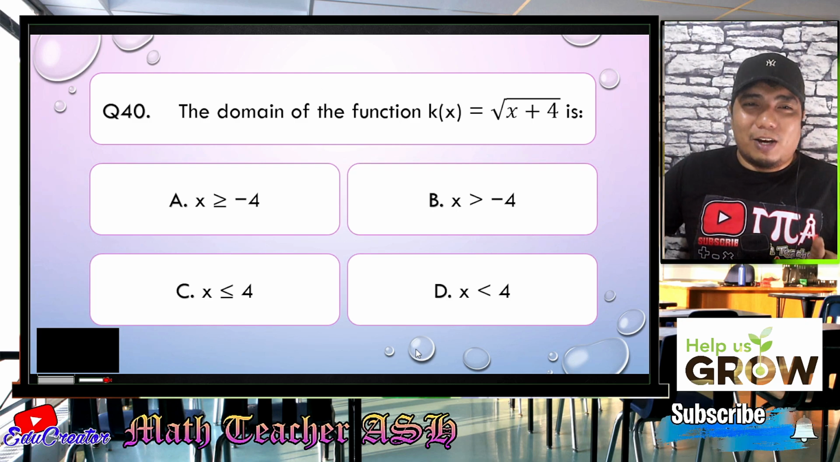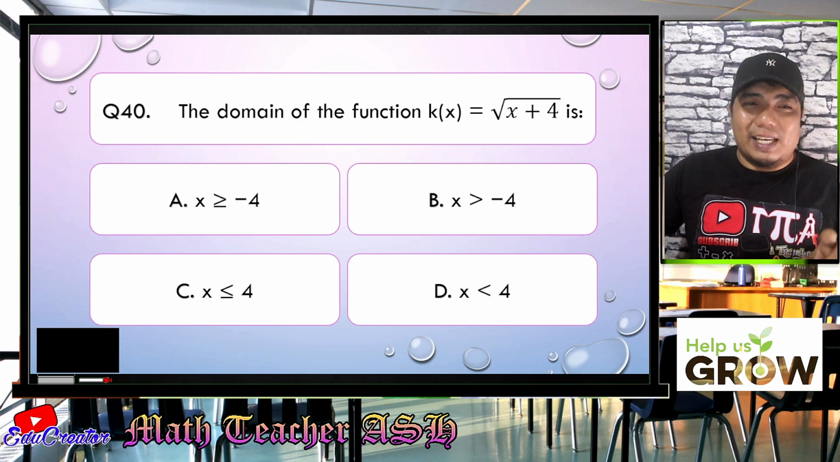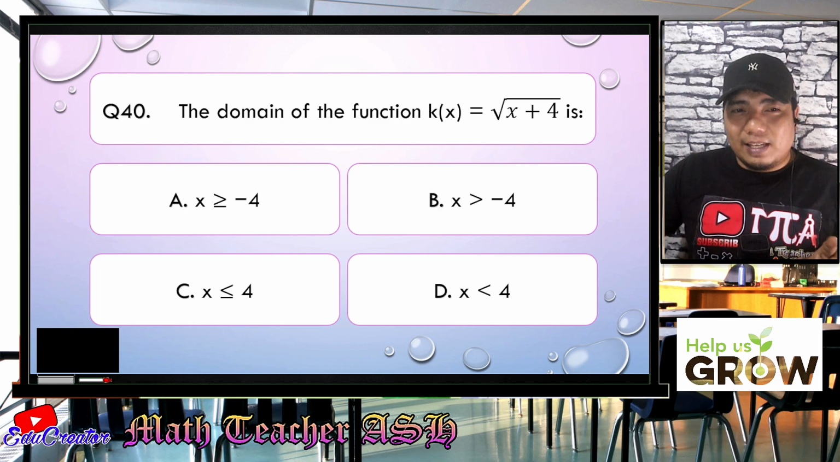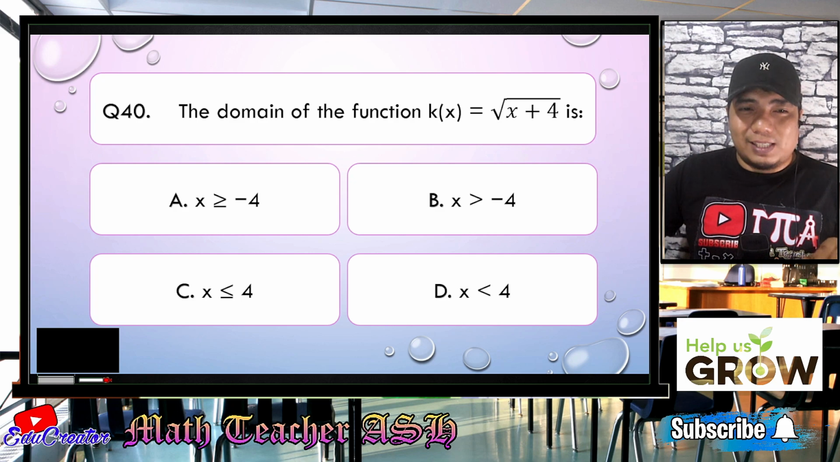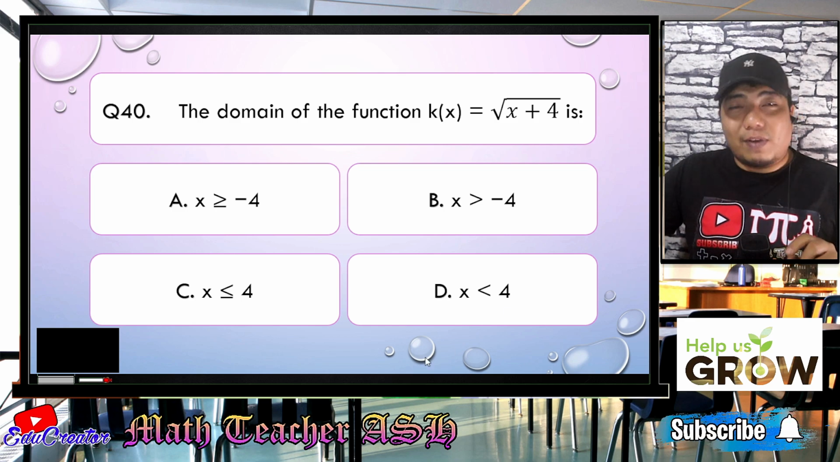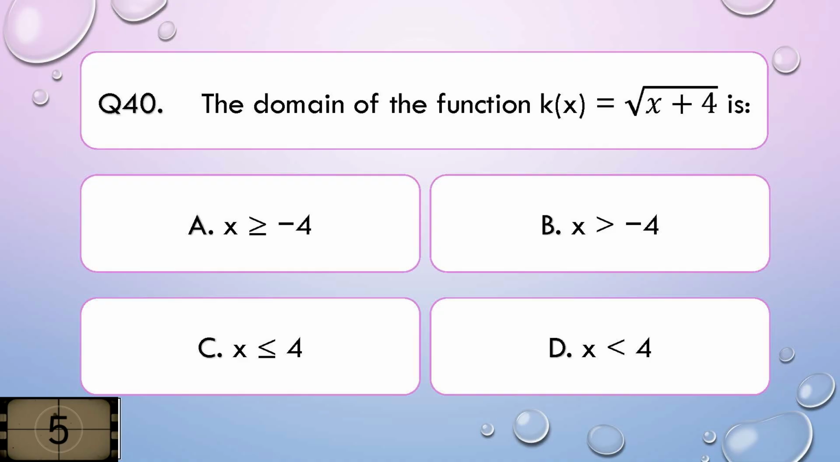The domain of the function k of x is equal to the square root of x plus 4 is it A, x is greater than or equal to negative 4, B, x is greater than negative 4, C, x is less than or equal to 4, or D, x is less than 4. I'll give you 5 seconds to think about your answer.